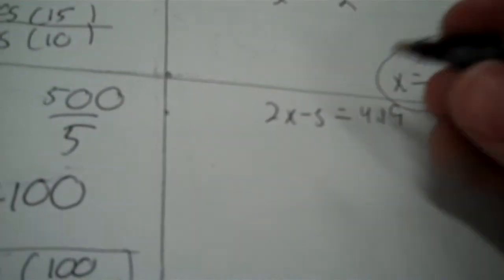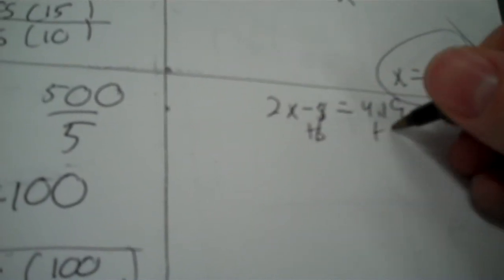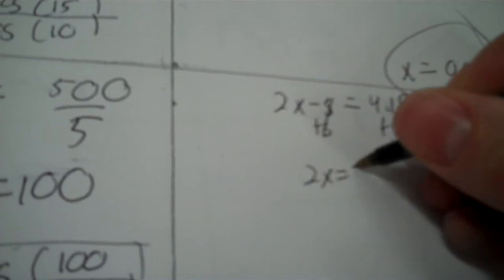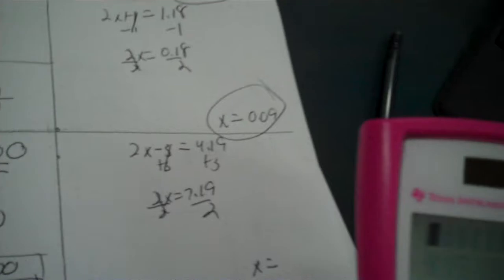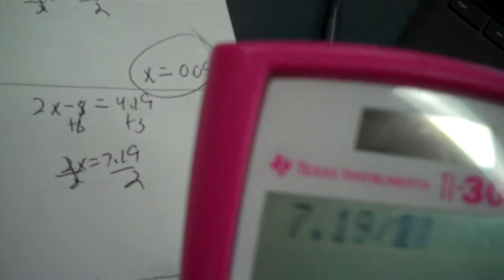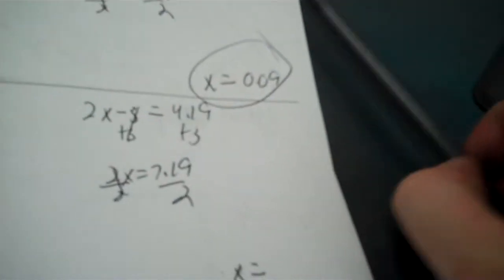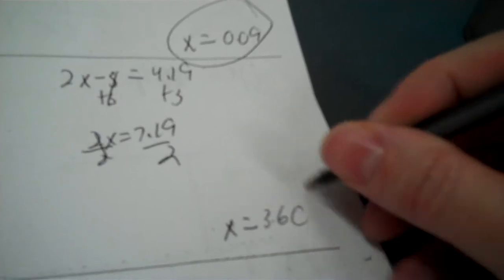Now to just get to the x, you just got to add 3, divide by 2, 3.60. Okay. Okay, next one.